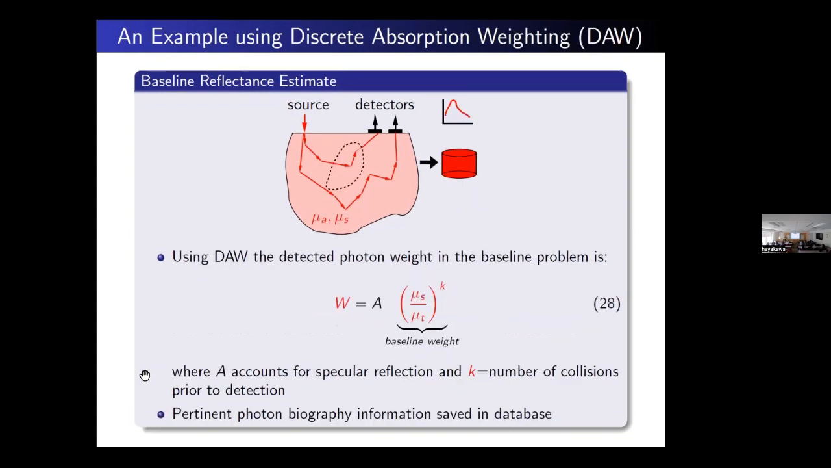So let's take a particular case and use discrete absorption weighting. The weight of a photon using discrete absorption weighting, for the homogeneous tissue, is A times (US over mu t) to the power k, k being the number of collisions right before it exited, and A accounts for the Fresnel or specular reflection. And what we do is we save information of all the random walks that ran. This random walk didn't go through that region of interest, so it doesn't put any pertinent information in here, or its pertinent information is 0. And then the ones that do, we save in a database.